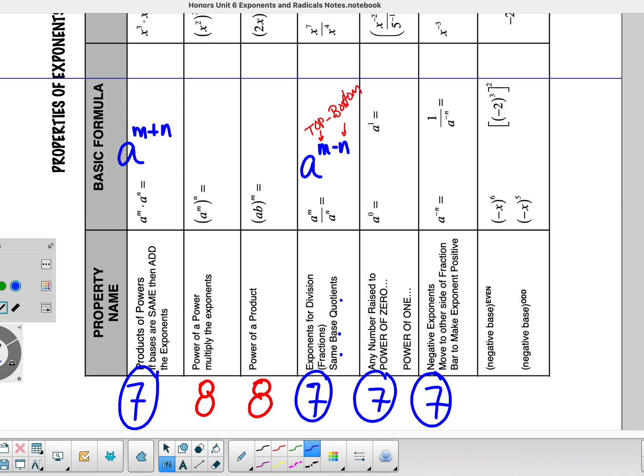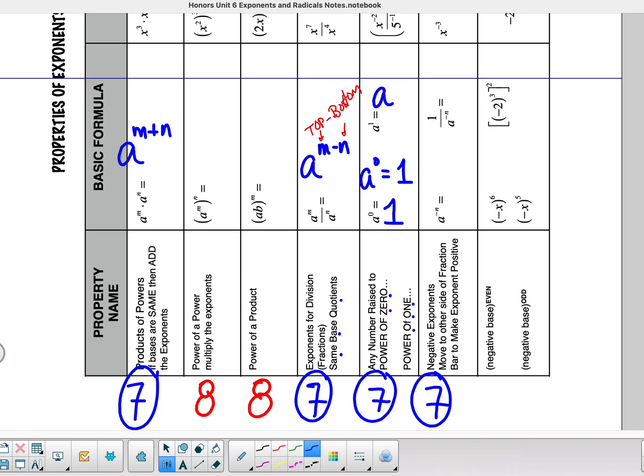Okay, moving on down. Anytime you raise a base to the power of 0, that's equivalent to positive 1. So anything raised to the power of 0 is positive 1, and a base raised to the power of 1 is just simply that base itself. So a to the first is equal to just the base of a.